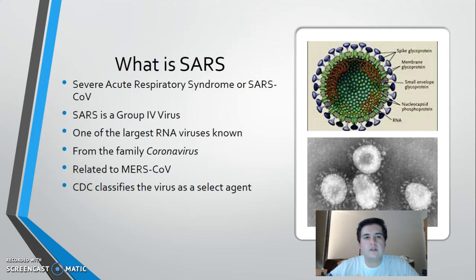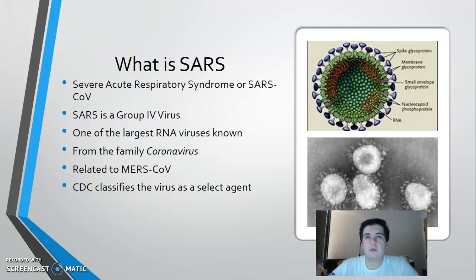So, what is SARS? SARS is an acronym that stands for Severe Acute Respiratory Syndrome. SARS is a group 4 virus, meaning that it is a positive-sense single-stranded RNA virus. This also means that when the virus injects its genetic material into the host cell, DNA is not created or used as an intermediary to create more RNA for protein synthesis and other genetic material. So the RNA is just used directly for protein synthesis.